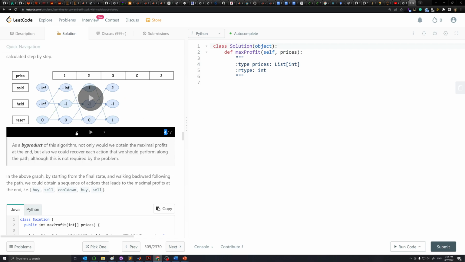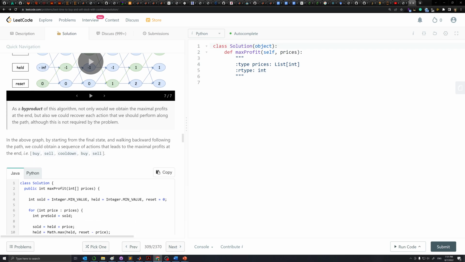Right, this is very typical dynamic programming, but somehow I'm not seeing it.